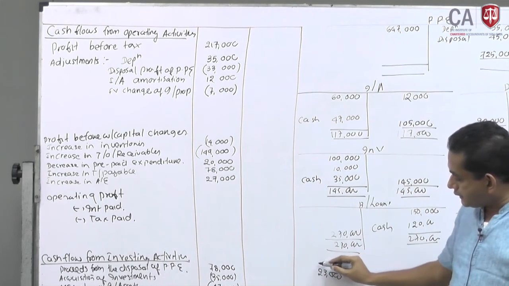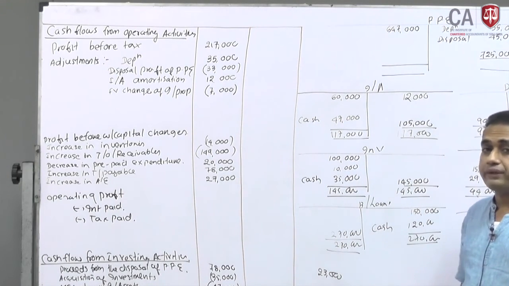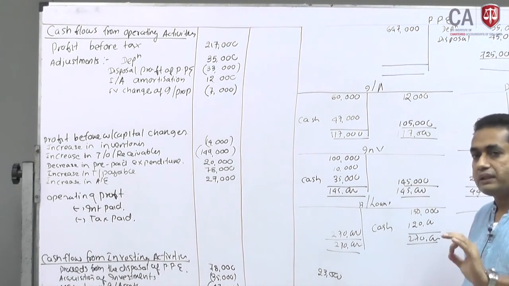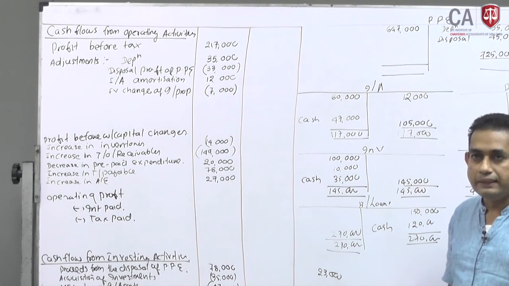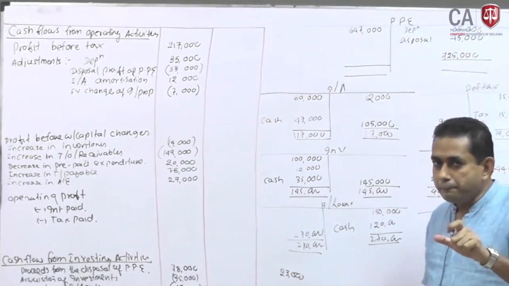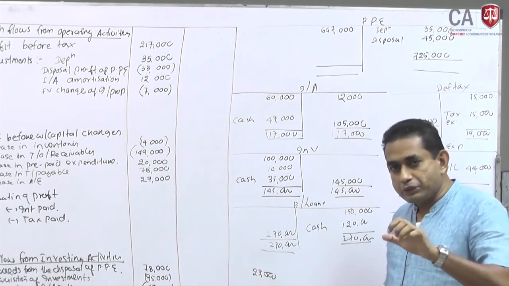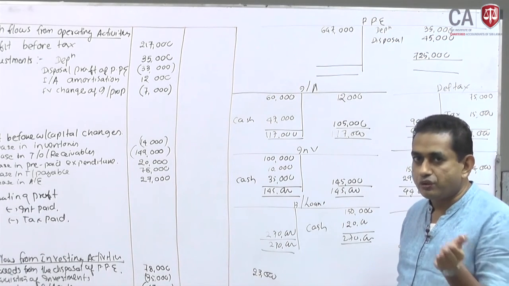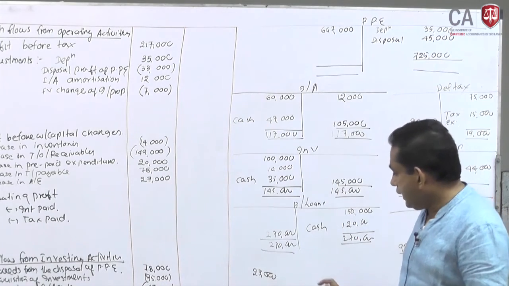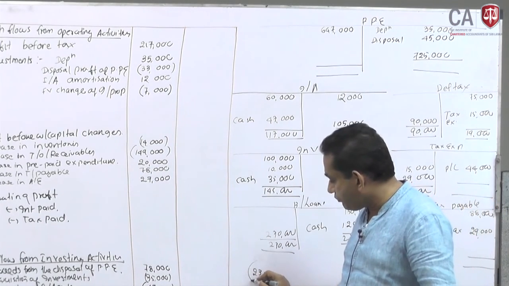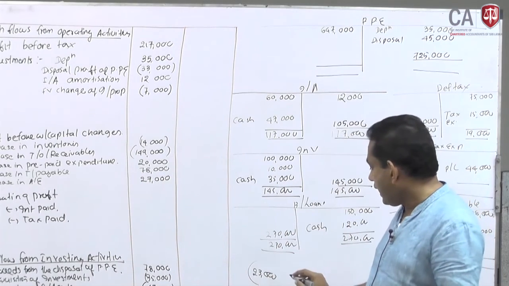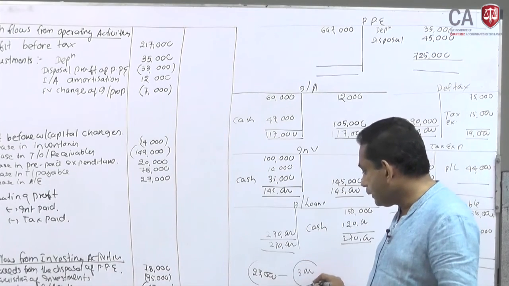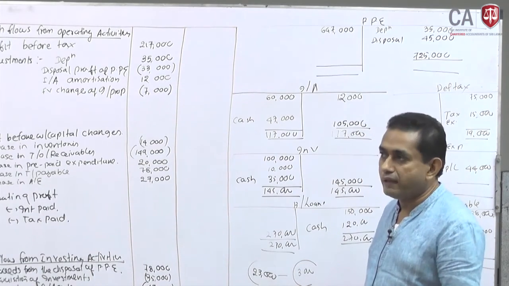If the interest taken to profit and loss was different from the amount of interest payment in the year, there would have been interest payable at the beginning or at the end of the balance sheet. If the interest taken to profit and loss is 23,000 and the closing balance sheet shows interest payable of 3,000, the amount of interest paid during the year would have been 20,000.